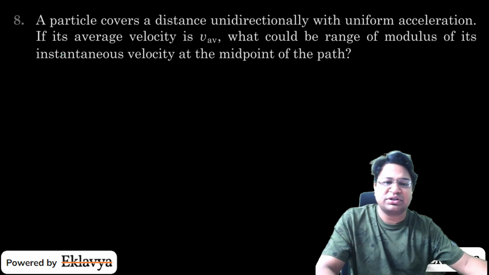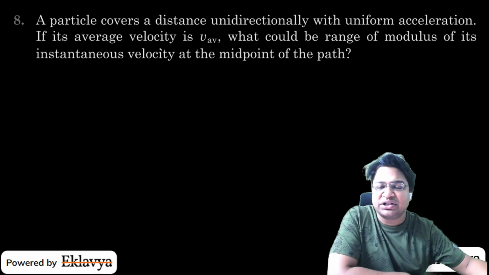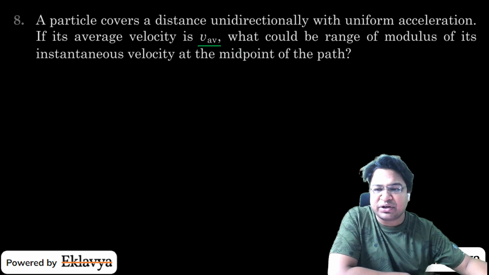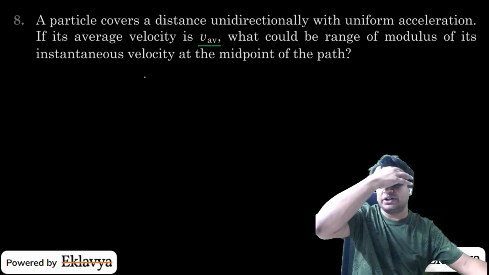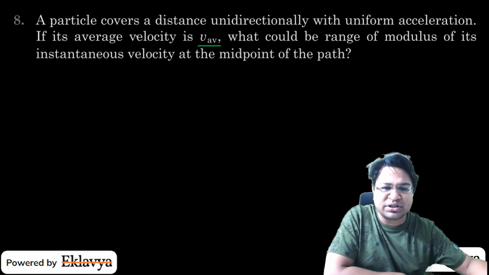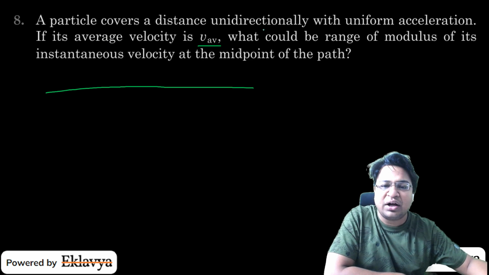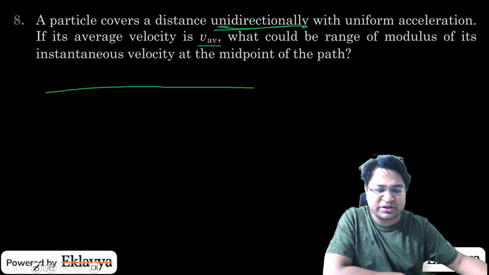So, what does this question say? A particle covers a distance unidirectionally with a uniform acceleration. If its average velocity is v average, what could be the range of modulus of its instantaneous velocity? Okay, guys. So, the question says it covers a distance unidirectionally with a uniform acceleration. So, this word means that the particle has never changed its direction.